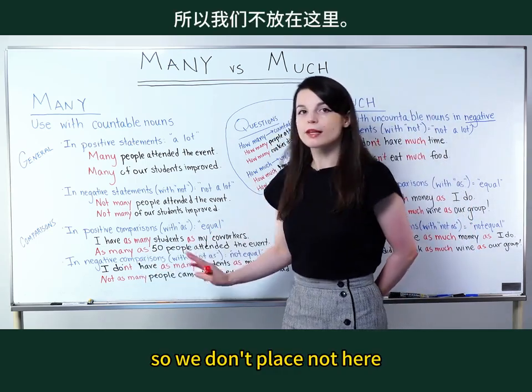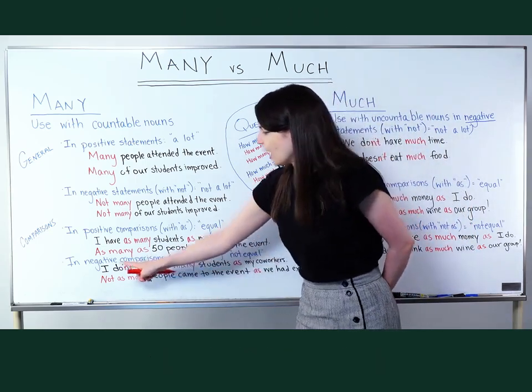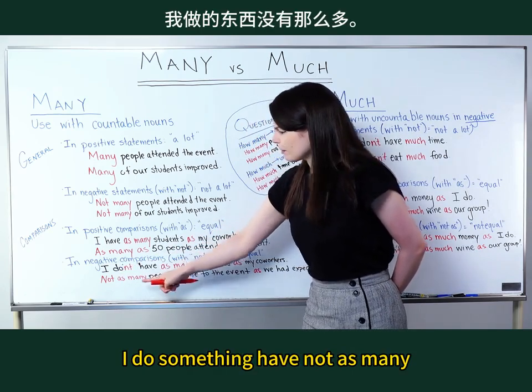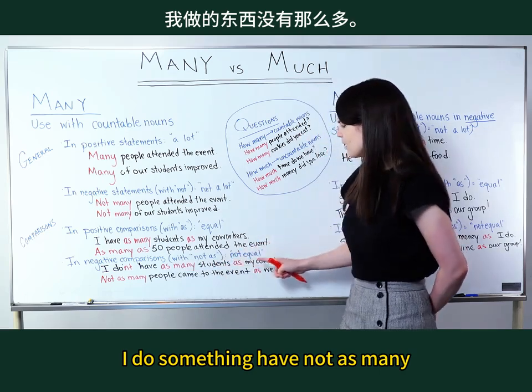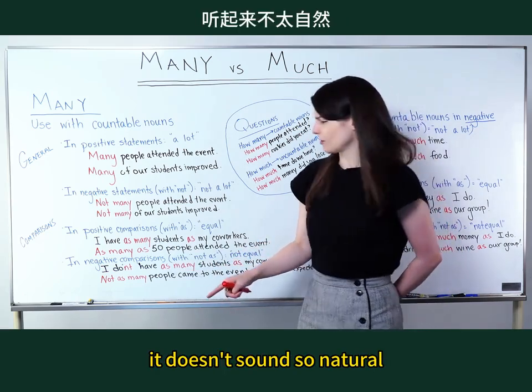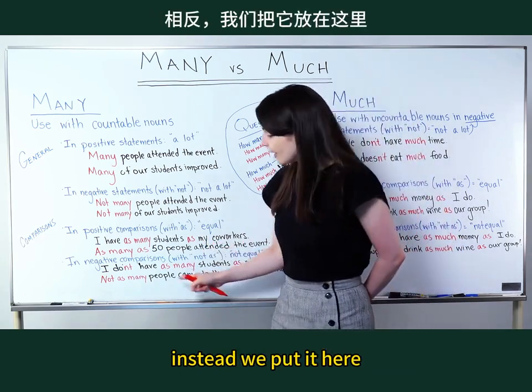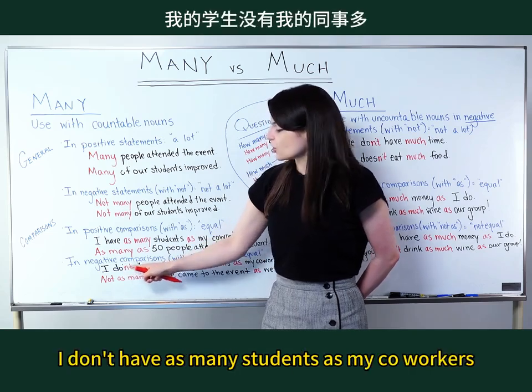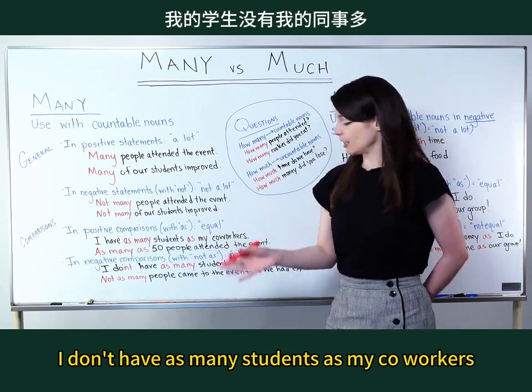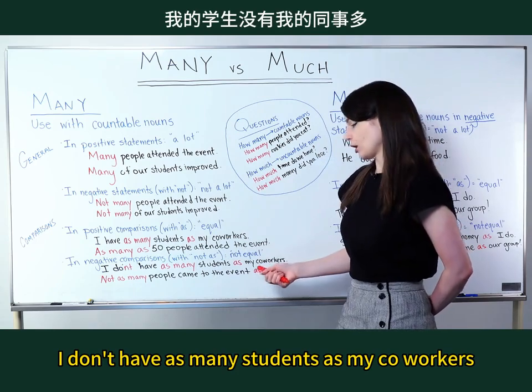So we don't place not here. I do something, have not as many. It doesn't sound so natural. I do have not as many is incorrect. Instead, we put it here. I don't have as many students as my coworkers.